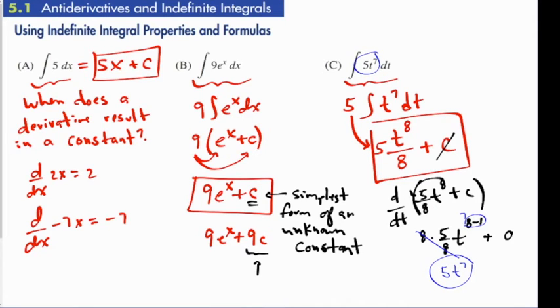So anytime you get your answer, you can say, well, let me take the derivative of my answer. What's the derivative of 9e to the x plus c? Well, derivative of a constant is 0, that disappears, and 9e to the x is its own derivative, so that answer works out. What's the derivative of 5x plus c? C goes to 0, derivative of 5x is 5, that works out. Anytime you get your antiderivative, simply take the derivative and see that it matches the starting problem, and that's how you can check your work.